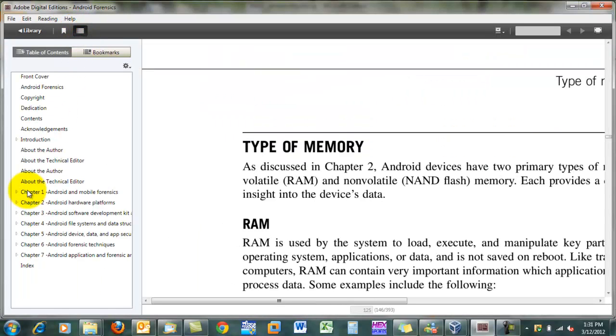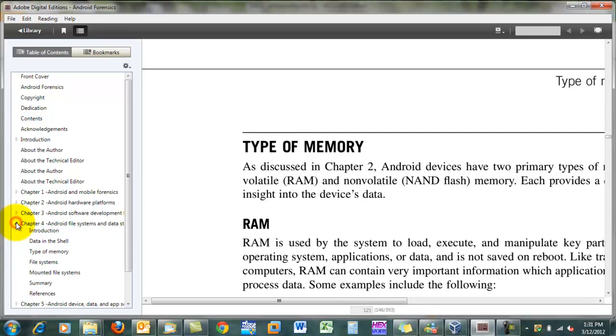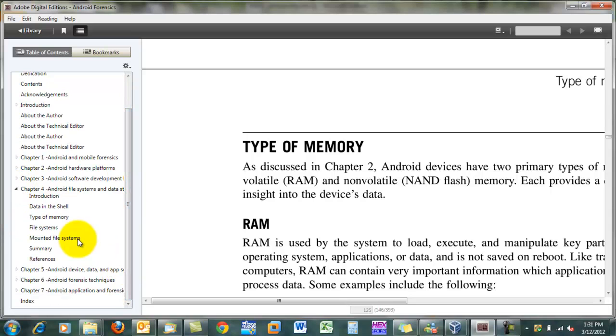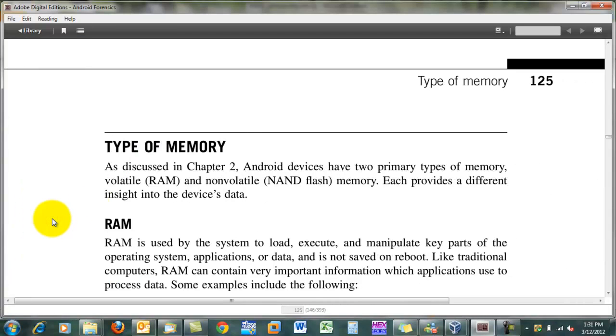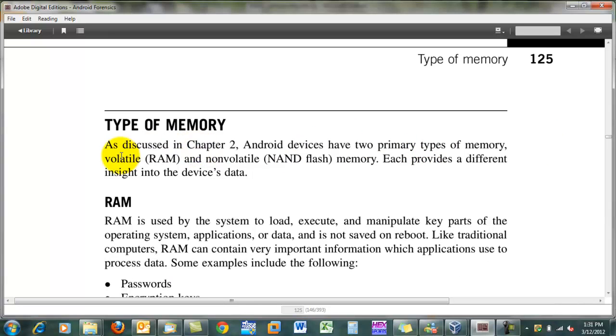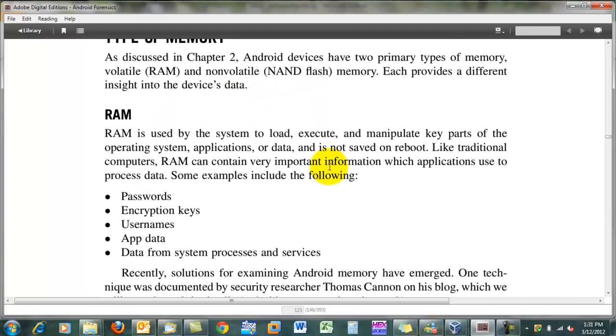Today's lesson we will cover topics from chapter 4 under the subtopic called types of memories. And today we will look at the types of memories in Android, which covers two parts: the volatile memory, which is the RAM, and the non-volatile memory, which is the NAND flash or ROM.